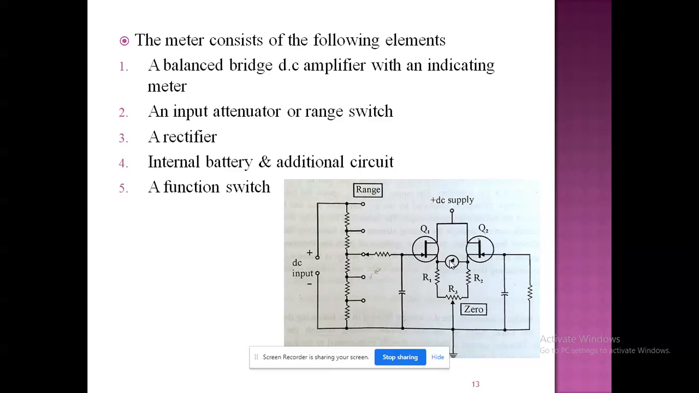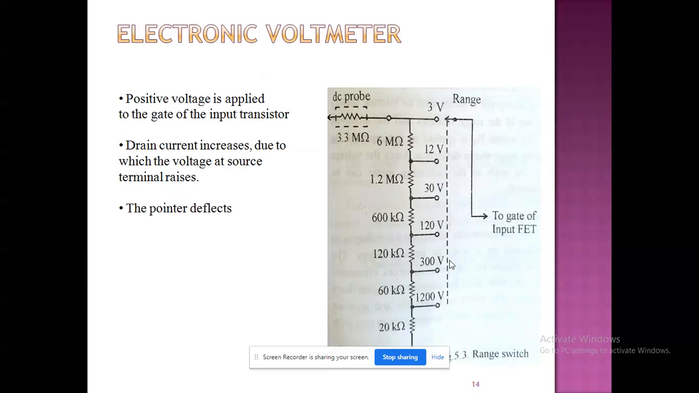The maximum voltage that can be applied to the gate of Q1 is determined by its operating range, which is usually in the order of a few volts. The range of input voltages to be measured can be easily extended by an input attenuator or a range switch, which is as shown in the figure. That is, if I want to measure a voltage of 3 volt, then I have to keep the selection switch at the 3 volt point, and so on. If it is for 30 volt, then it has to be kept at the selection point of 30 volt. This is how an electronic multimeter is used as an electronic voltmeter.